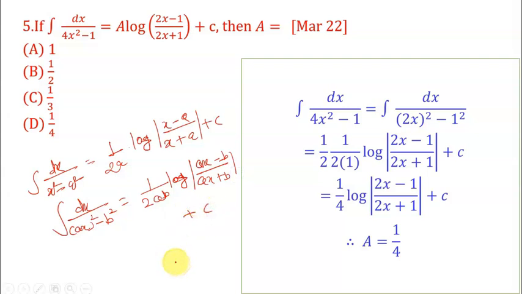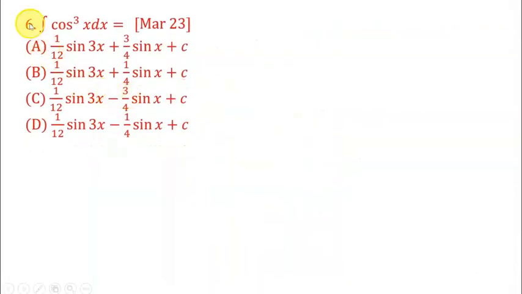Okay, and hence we find the value of a. If we compare this, that is a into log of (2x minus 1) upon (2x plus 1), the value of a is 1 by 4, and hence option D is correct here. Now next, number 6, integral cos cube x dx.